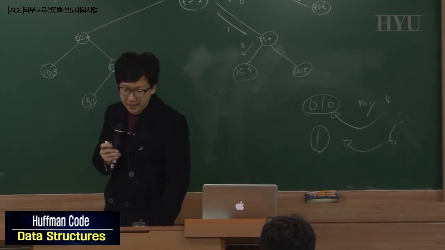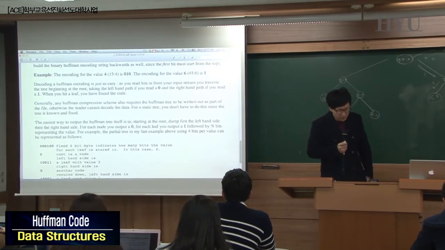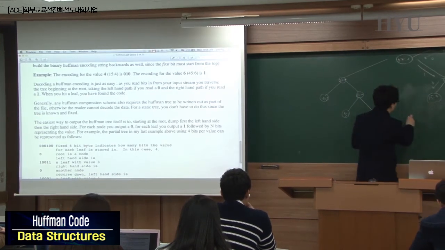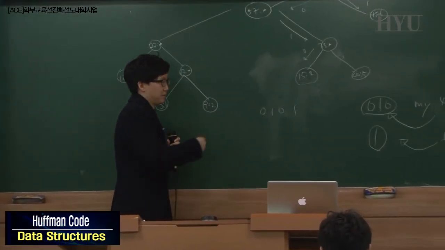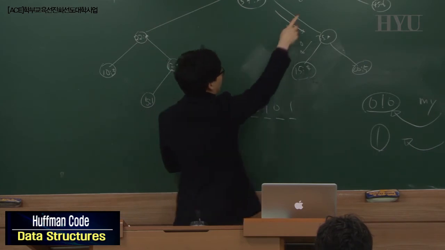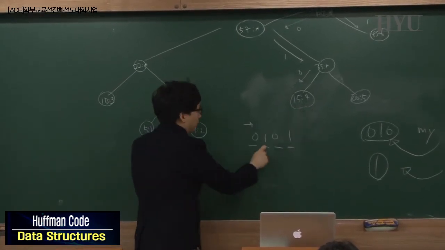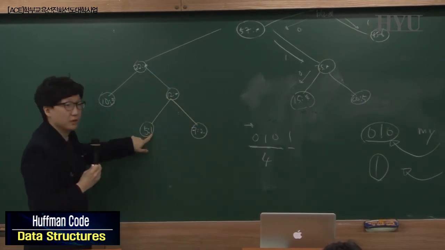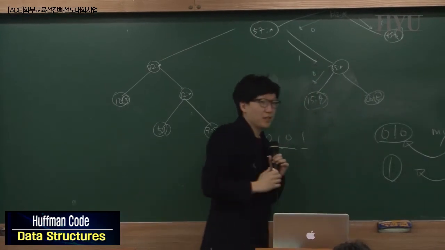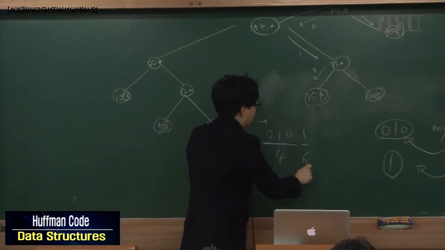Decoding a Huffman tree is just as easy. As you read the bits from your input stream, you traverse the tree beginning at the root. So once you have a Huffman encoding, you read the encoding, 0101 for example. I send 0101 to the other party. How do you bring it back? I just simply follow this way. 0, 1, 0. As soon as I hit the leaf node, because every leaf has a value, you print out the value. 1, 6. It's also easy to recover.